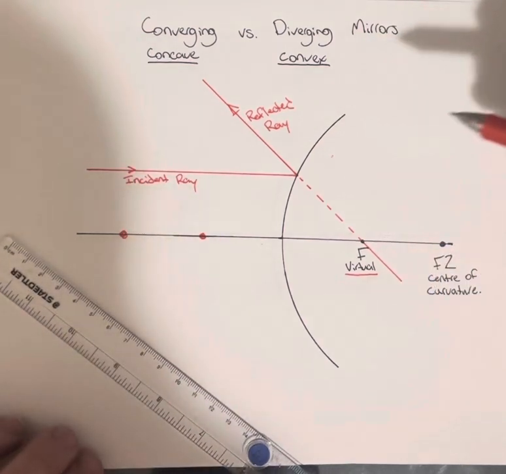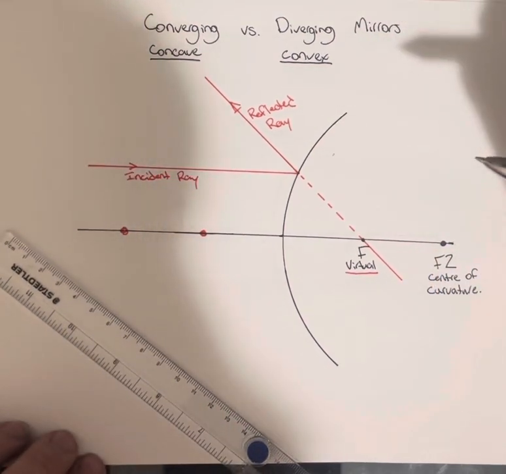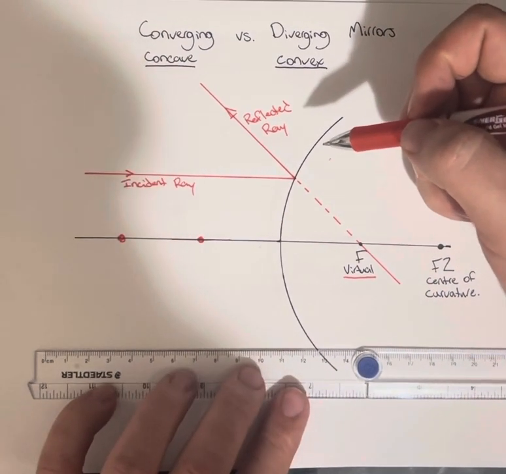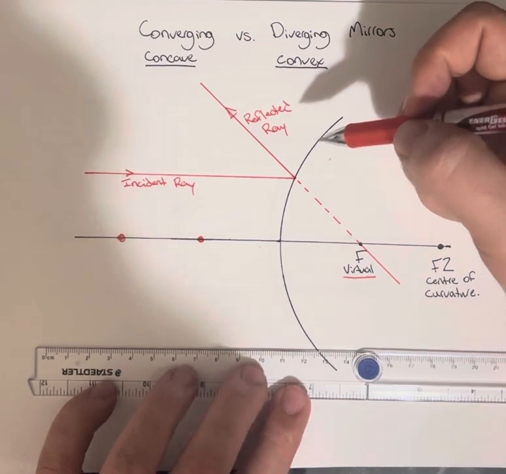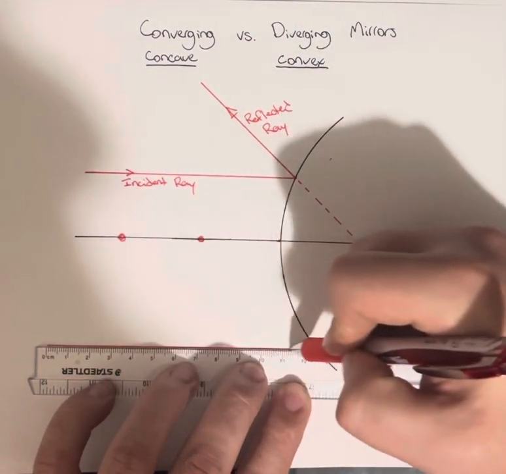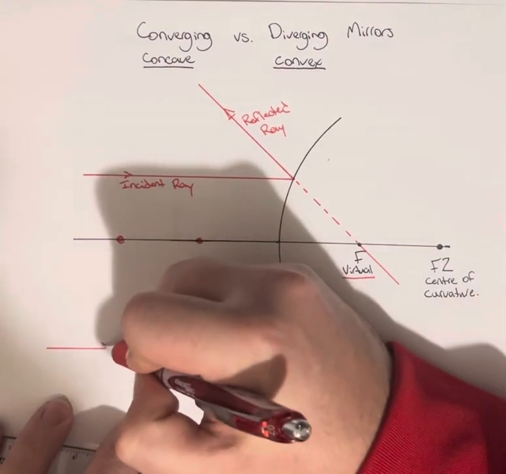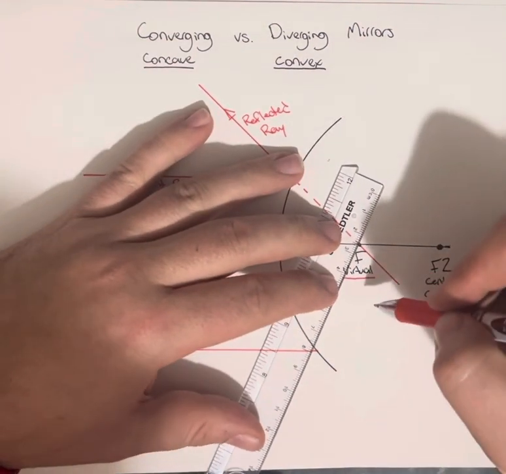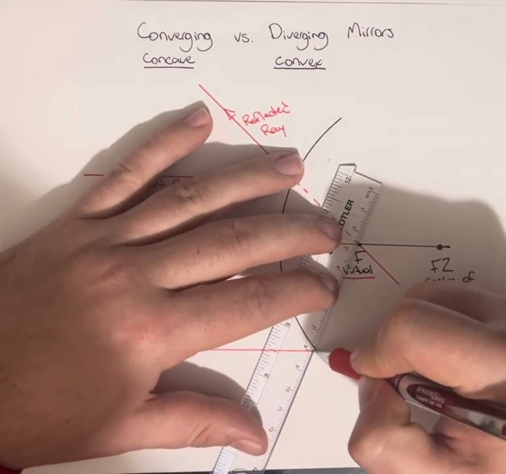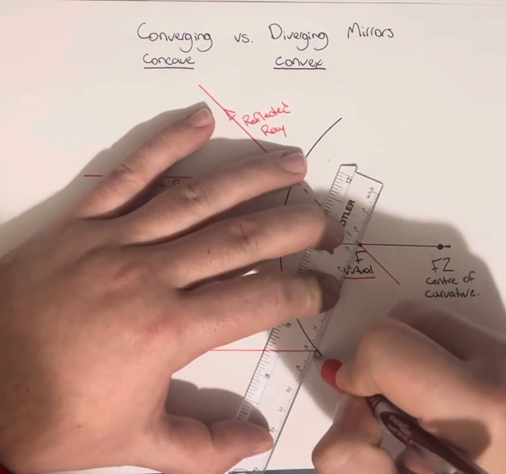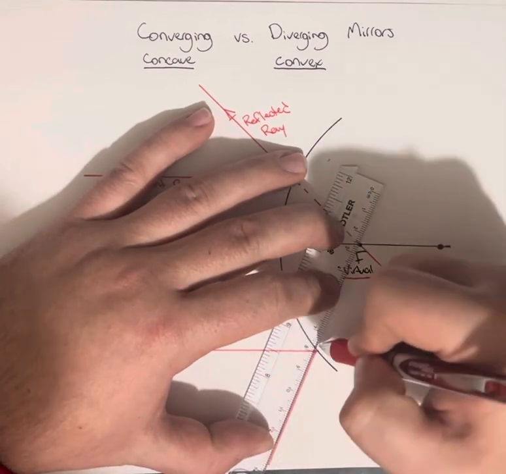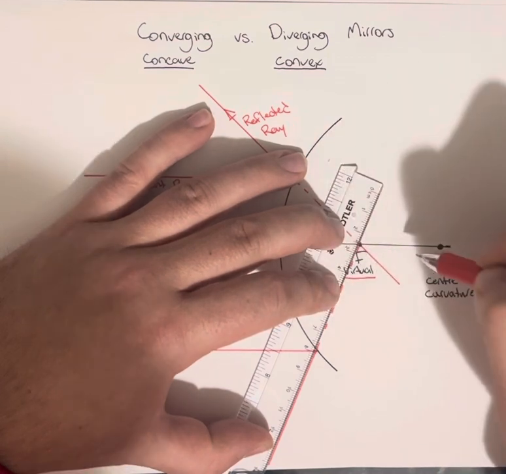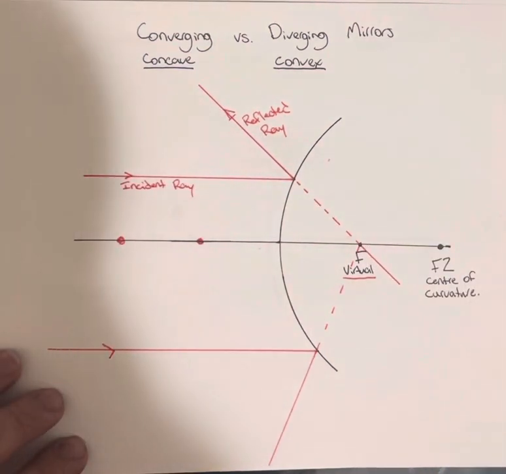And we did this in class yesterday using the ray box, drawing it out on a piece of paper. And it really doesn't matter where I do it. Even if I do it way down here at the bottom of the diagram, you will see that if this incident ray is coming in, the reflected ray is going to come off of that mirror in the direction opposite to the virtual focal point.